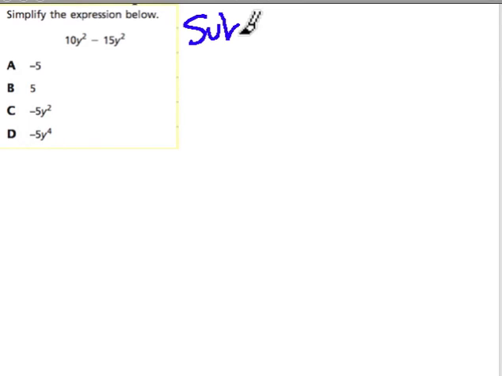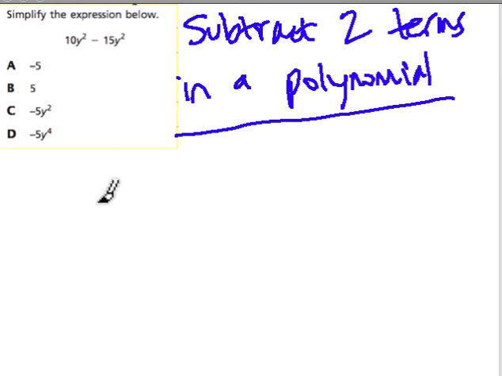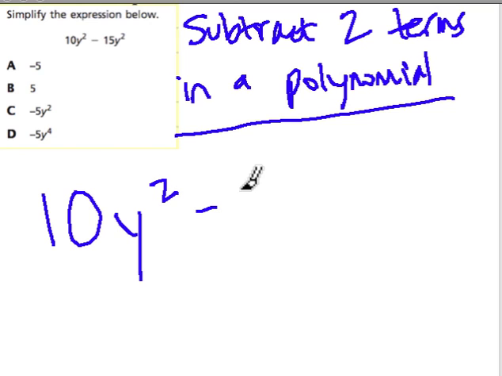To subtract two terms in a polynomial. So we're subtracting two terms in a polynomial. I like this question because it brings out an interesting point, and that is, it doesn't matter what the variables look like. The strategy for me to subtract two terms like this, where our first term is 10 times y squared, and then subtracting 15y squared, is to just use the coefficients.